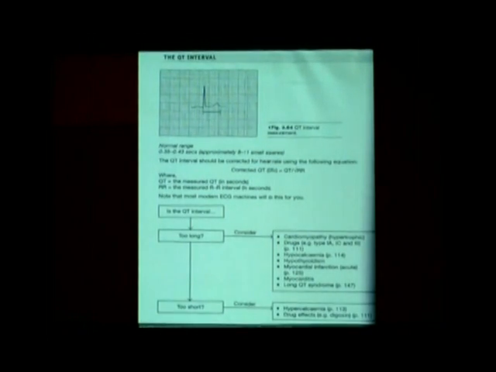The normal QT interval is around 0.44 seconds, that is 11 small squares. So 0.44 seconds is a normal QT. The corrected QT interval, 8 to 11 small squares. The normal QT interval is 8 to 11 small squares.